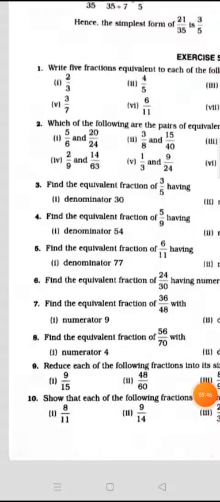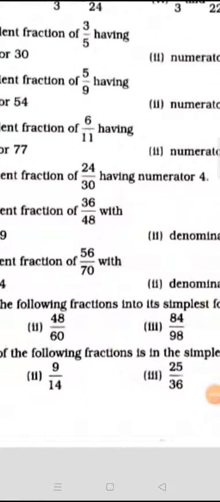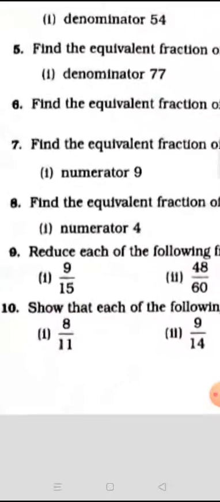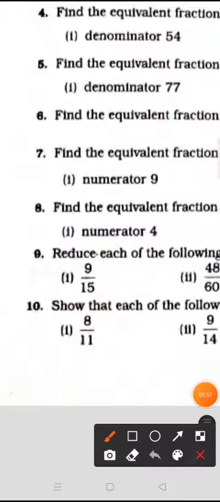Let's see. See question number 9. Reduce each of the following fractions into its simplest form. So how do we do it? The question is 9 upon 15. So first of all, we have to find the HCF using the division method.